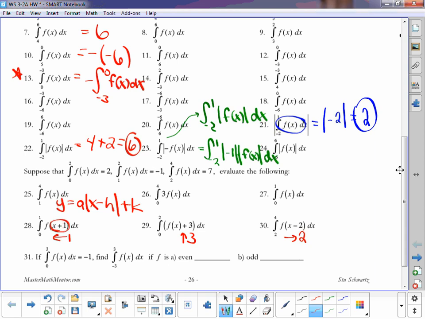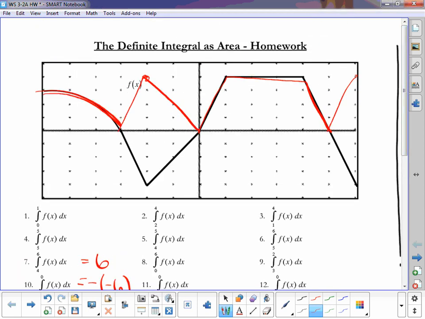Okay, now for 28 through 30, we are not using the diagram above. We are using this information here. But to help us visualize what's happening, I'm going to use the diagram, and we'll talk about what it does for us. Okay, I'm going to rewrite this over here. That first one, 28, was from 0 to 1 of f of x plus 1 dx, which we said is just our original function shifted left. Again, we're not using this diagram, but just to help us recognize what's happening.